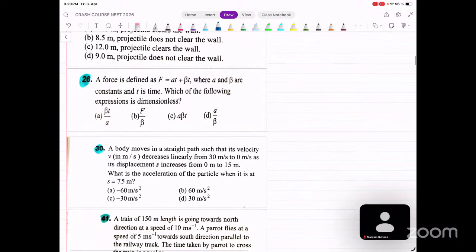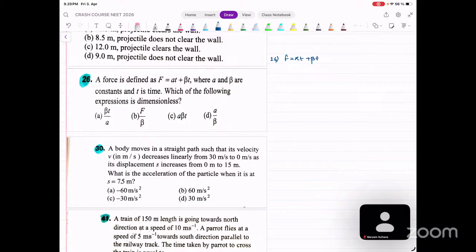A force is defined as F = αt + βt, where α and β are constants and t is the time. Which of the following expressions is dimensionless? Again, very good question, beta. What is given to me? F is equal to α into t plus β into t, understand beta.